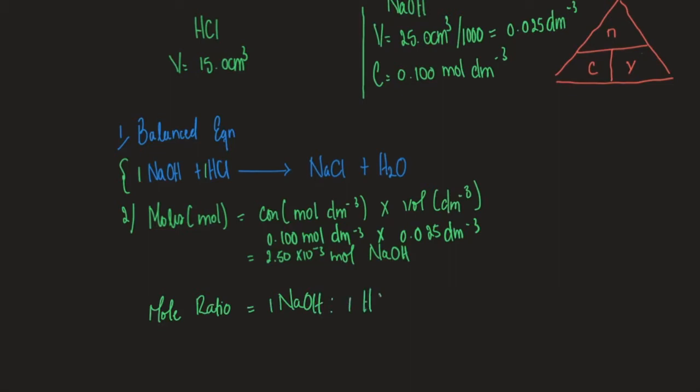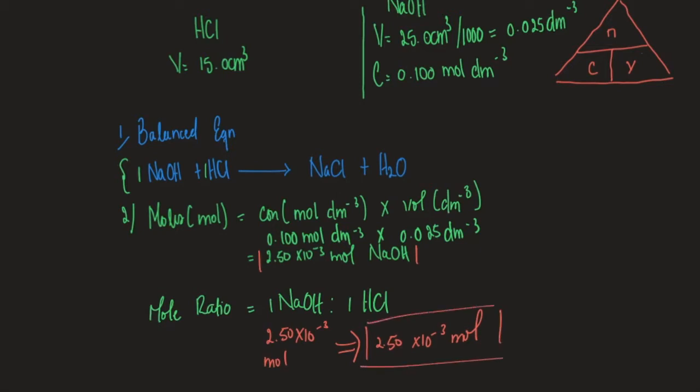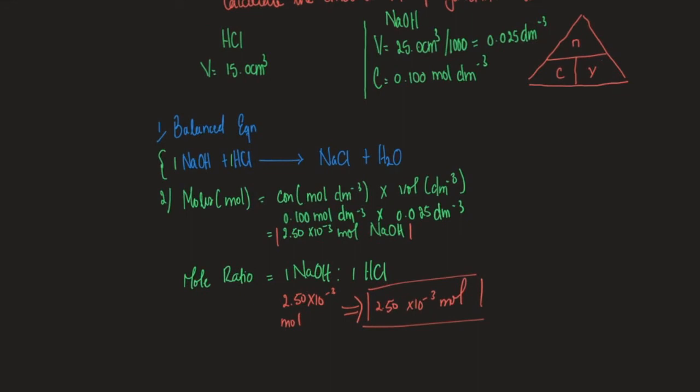1 HCl. Now we already figured out the moles of sodium hydroxide, so we know that is 2.50 by 10 to the negative 3 mole. So we can safely say, since it's a 1-to-1 ratio, that the number of moles of hydrochloric acid is the same number of moles as sodium hydroxide.